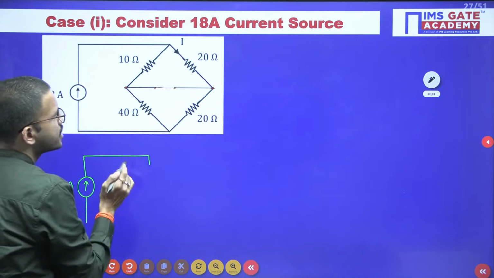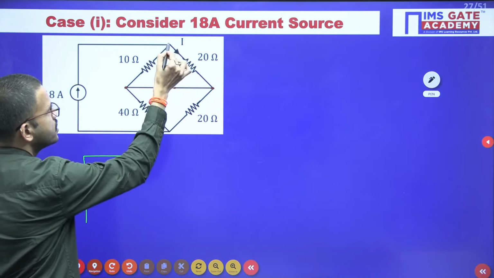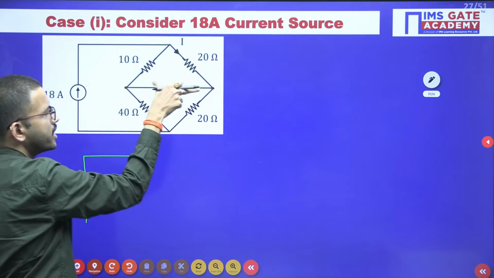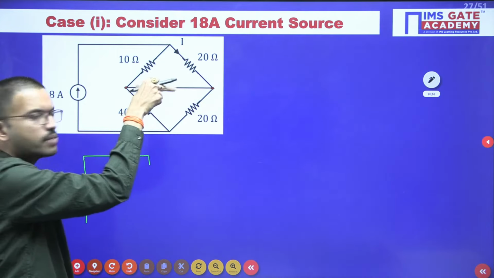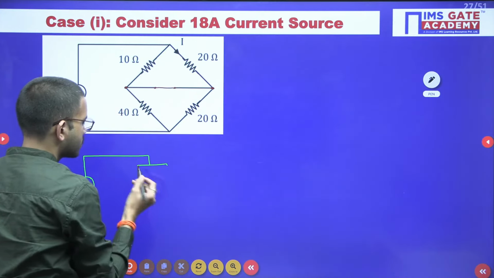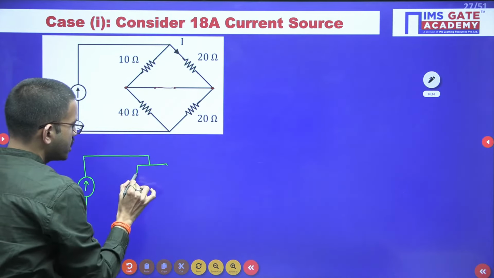Yes, all of you easily can answer, right? See, between these 2 points, we are having one resistor. Between these 2 points, we are having one resistor, and these two nodes are same. That means these 2 are connected in parallel.